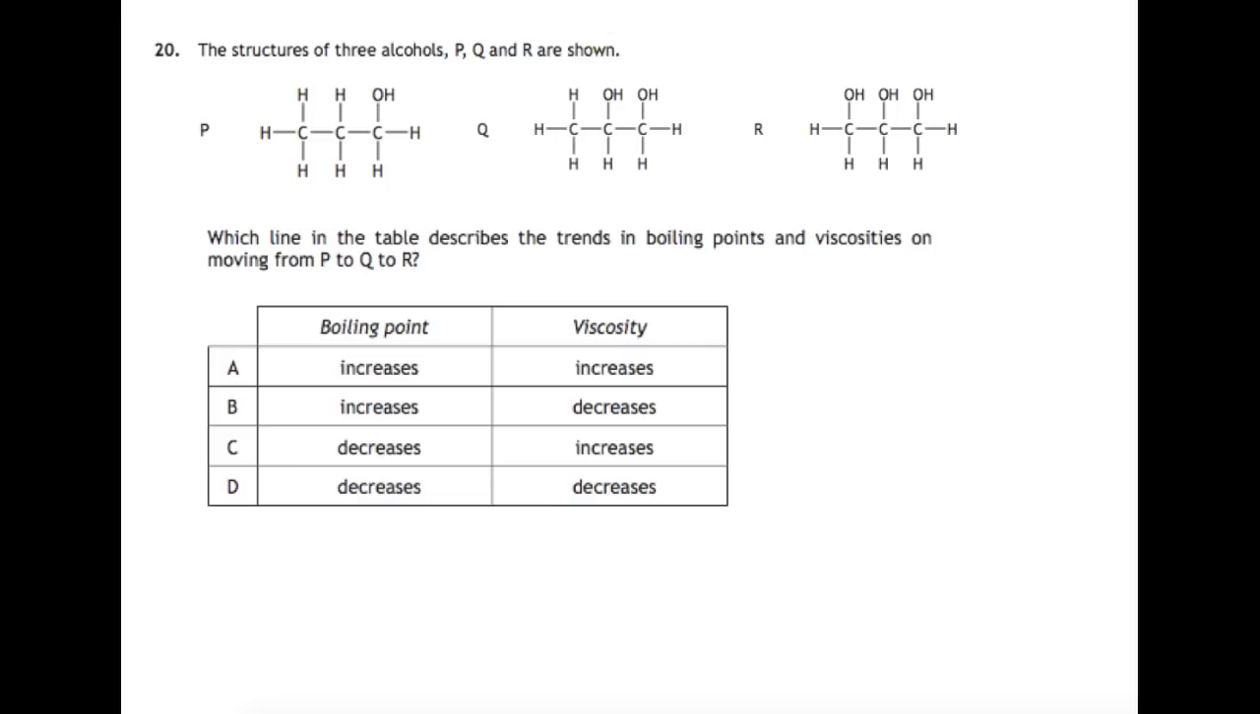Okay, so we've got the structures of 3 alcohols, P, Q and R, and if you have a look at the structures, we have one hydroxyl group, two hydroxyl groups, and then three hydroxyl groups. You're looking for a line in the table which describes trends in boiling points and viscosities. This is very much based on knowledge from Higher. Increasing the number of hydroxyl groups will increase the strength of your intermolecular forces, which means that your boiling point will increase and your viscosity will increase as well. So the answer is A.